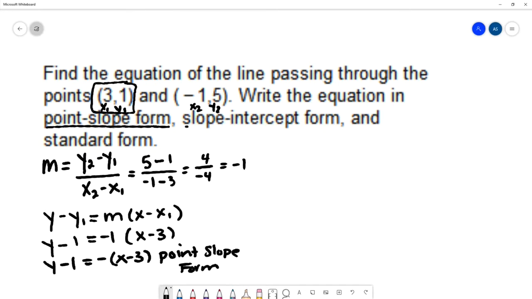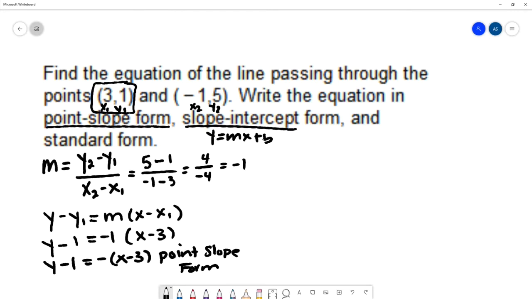So then we want to write it in slope-intercept form. Slope-intercept form is y equals mx plus b. So with slope-intercept form, we want to write the equation that we just found so that we have y equals all the x terms combined, all the constant terms combined.